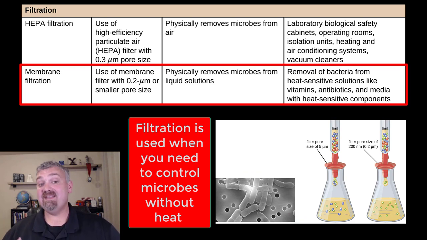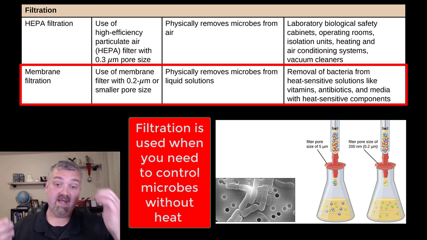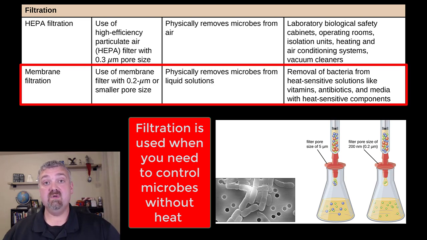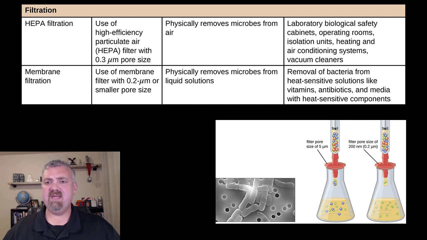I've even seen pores now as small as 0.08 micrometers, and I'm sure they'll keep getting smaller. So you can sterilize, even removing bacteria. We're getting to the point where we're removing viruses and prions and these kinds of things. So if you need to remove microbes from something without heating it up, filtration is the way to go. What examples would we have here? We have a few: vitamins, antibiotics, and then any other heat sensitive component.